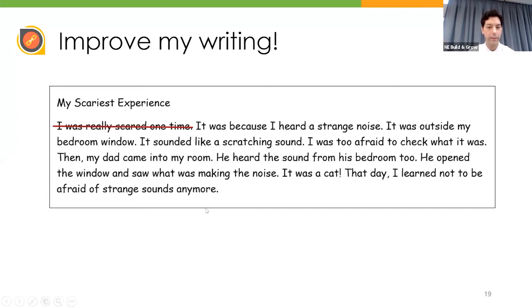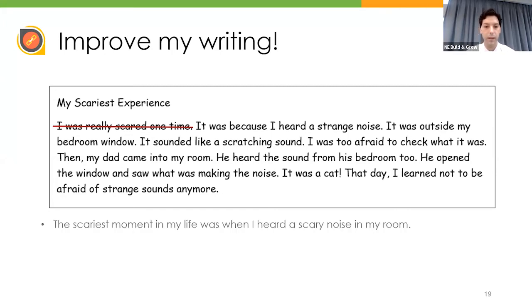Right now, the first thing is your opening sentence, right? So your opening sentence is "not really scared one time." This doesn't really grab my attention. And it doesn't tell me a lot, right? So how can we fix that? The scariest moment in my life was when I heard a scary noise in my room. Okay, so this is going back to the key sentence and the structure, right? This is a lot better. It grabs your attention a lot more forcefully, and it has the grammar structure that we were learning earlier, right?